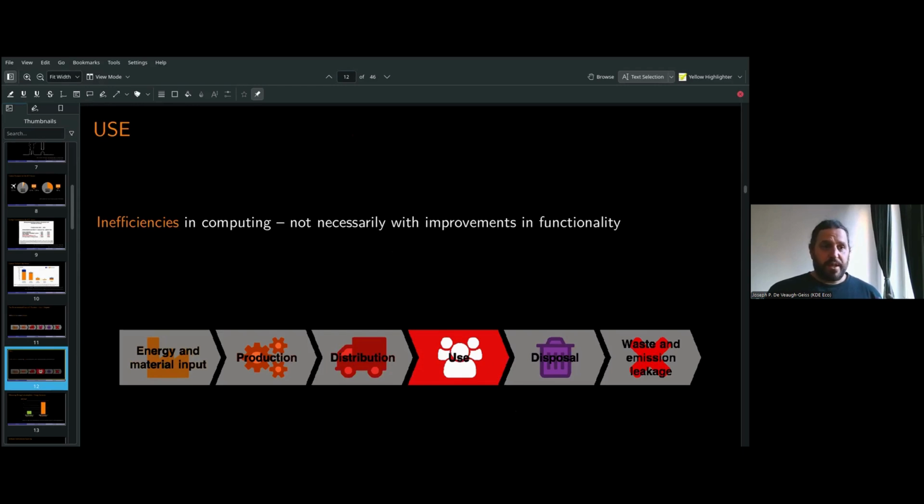And I want to talk about first with use. So we're going to go through all produce, use, and dispose. I'm going to start with use.